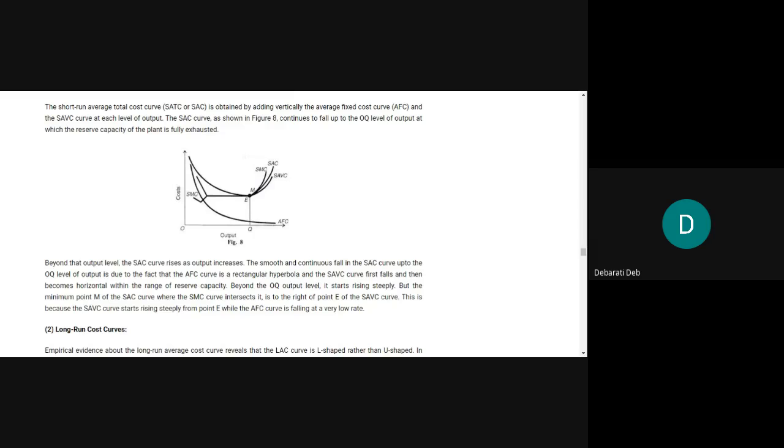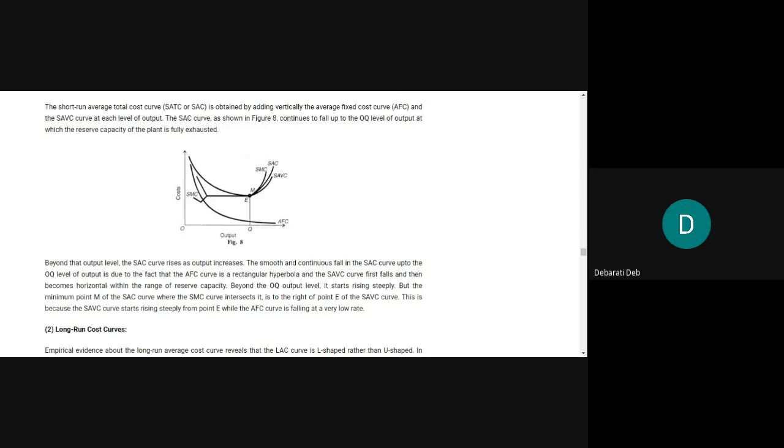The smooth and continuous fall in the SAC curve up to the OQ level of output is due to the fact that the average fixed cost curve is a rectangular hyperbola, and the SAVC curve first falls and then becomes horizontal within the range of reserve capacity. Okay, this happens due to the fact that the average fixed cost is a rectangular hyperbola. Can you see the average fixed cost? It is a rectangular hyperbola.